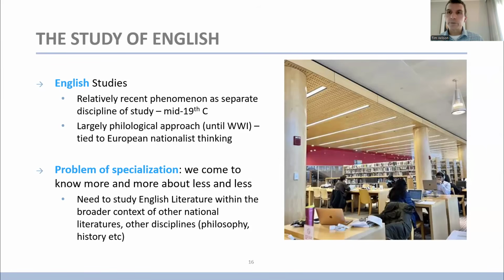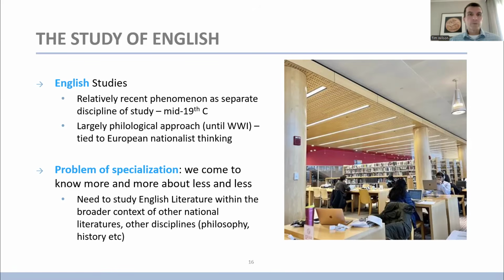So English studies as a discipline is a relatively recent phenomenon. It became a separate discipline of study around the mid 19th century, and for the first portion of its history was largely philological in approach until World War One, where we have it tied to European nationalistic thinking for that reason. Before that, I'll just point out, people didn't study English literature; they studied what could be called the great books, basically the liberal arts. They weren't thinking of separate disciplines. A book would be part literature, part philosophy, part history, all these things blended together.